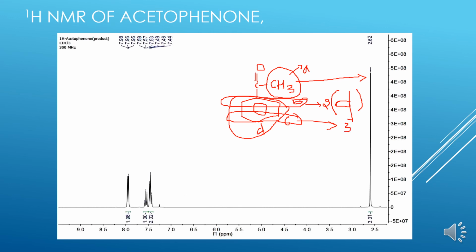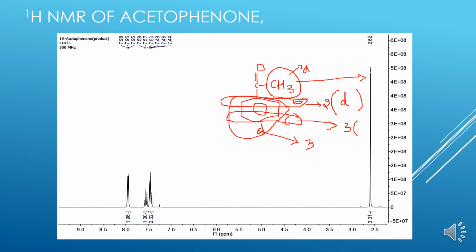As far as the para proton is concerned, here again two neighboring protons are available, so again it is a triplet. So for para protons a triplet, meta protons a triplet, and ortho protons a doublet. Okay, so this is about the splitting pattern of aromatic protons.